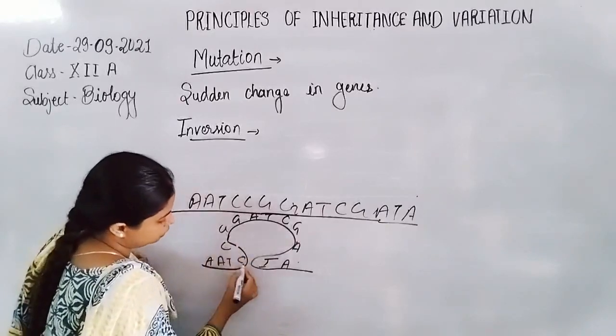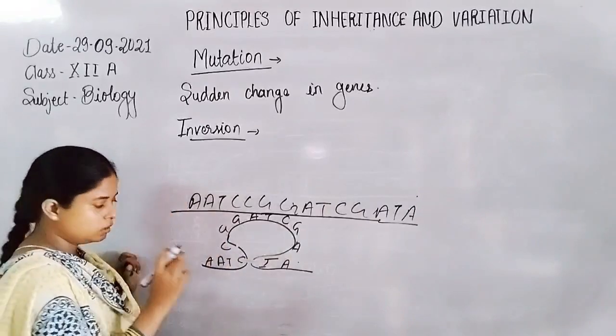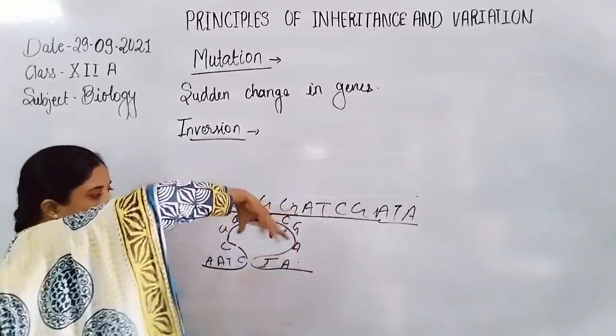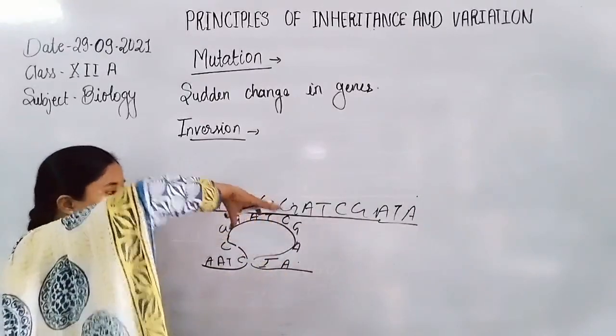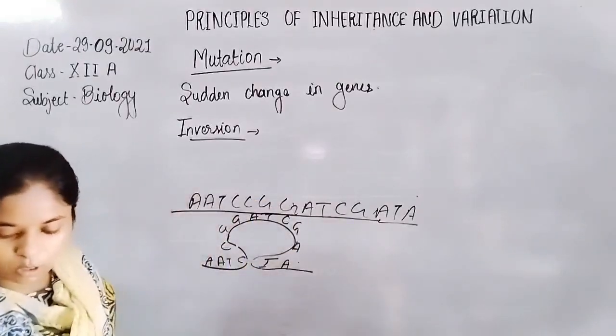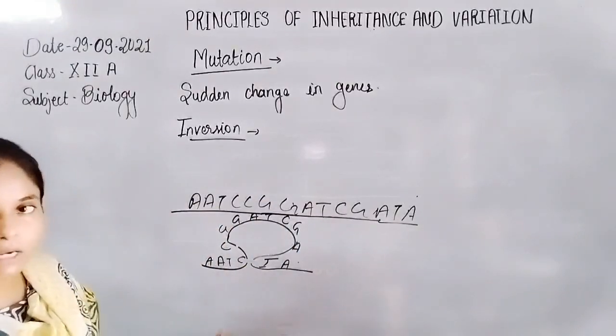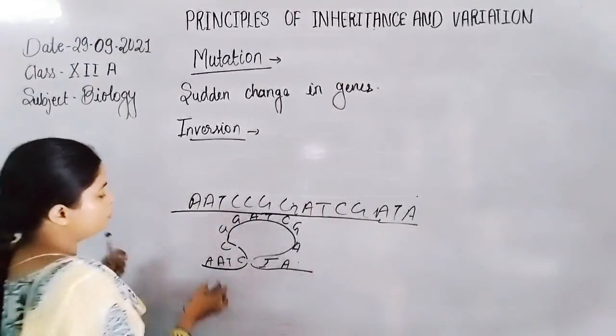Now what happened? For example, here a small portion is deleted. Now it becomes inverted and then is again fixed on the same chromosome. So what happened during this can also be written in numbers. If we write in numbers, it is quite easier to understand as compared to the alphabet.